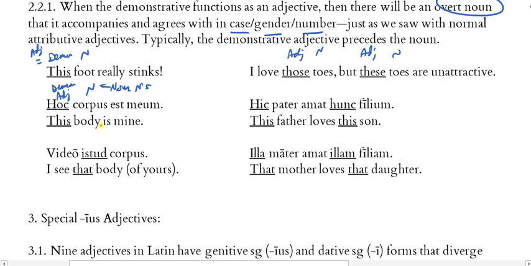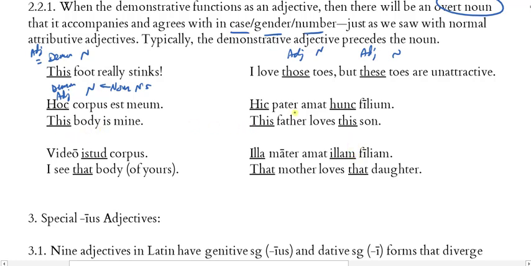Now, what's going to determine the case, gender, number of the demonstrative adjective, you don't have to think hard about it. It's just whatever the noun is that it's modifying. So the noun's case will be based on its function, but the demonstrative adjective just always follows the noun's case and gender and number. All right, so hoc corpus est meum means this body is mine. This body. Which body? This body.